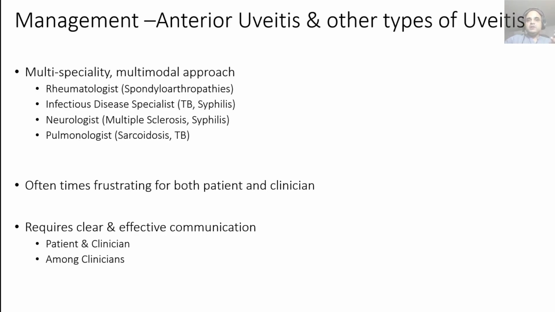But you would need a rheumatologist for sure, because you have spondyloarthropathies. You will need an ID specialist, infectious disease specialist, if you're suspecting TB or syphilis, a neurologist, tertiary syphilis or multiple sclerosis, a pulmonologist if you're suspecting sarcoidosis or TB, a dermatologist if you're suspecting or has been diagnosed with psoriasis, psoriatic arthritis, a GI specialist if your patient has inflammatory bowel disease.